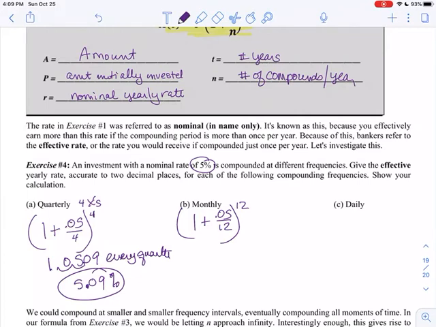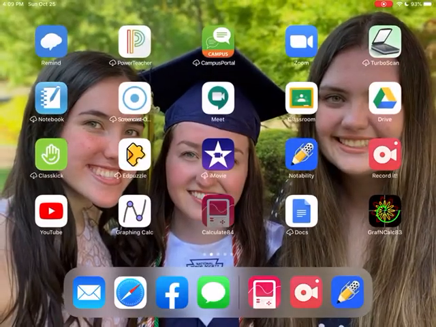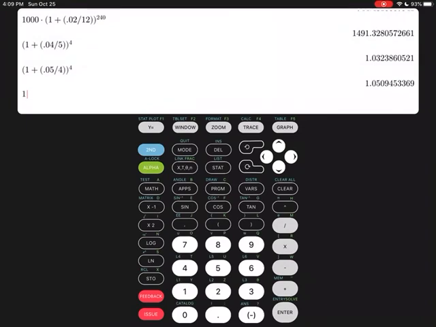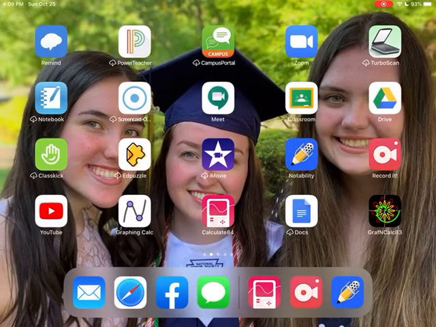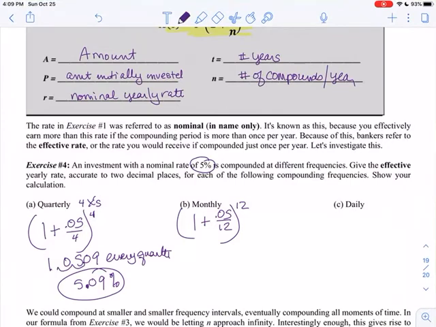Same thing with monthly. 1 plus 0.05 divided by 12, because that's the number of compounding periods, and my exponent is going to be 12. I'm just trying to find out the effective rate right here. I'm not trying to do anything more than that. So again, in your calculator, you're going to have 1. Let me start with parentheses. Sorry, let's clear that. Clear, parentheses 1 plus parentheses 0.05 divided by 12. Close the parentheses and to the 12th.